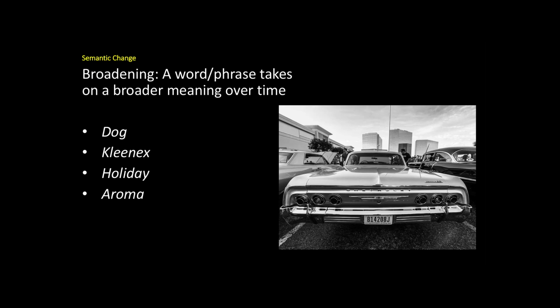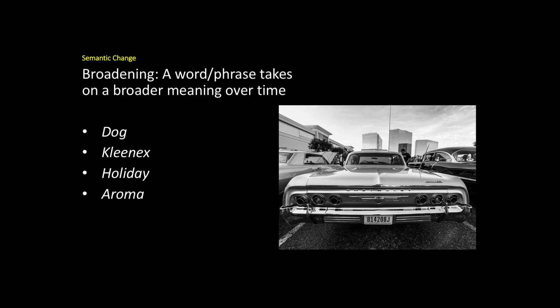Next, let's discuss patterns of semantic change, starting with broadening, which involves a word taking on a broader meaning over time. For example, in Old English, dog used to mean a specific breed of dog, likely a hound. But now, of course, dog means any old domesticated canine. Kleenex started out as a specific brand of facial tissue, but now speakers often say Kleenex to refer to any facial tissue. Holiday was used in Old English to indicate a holy day. That's where the word comes from. It used to mean a day of religious observance, but now it can also mean just a day off from work or even a vacation without any religious significance.